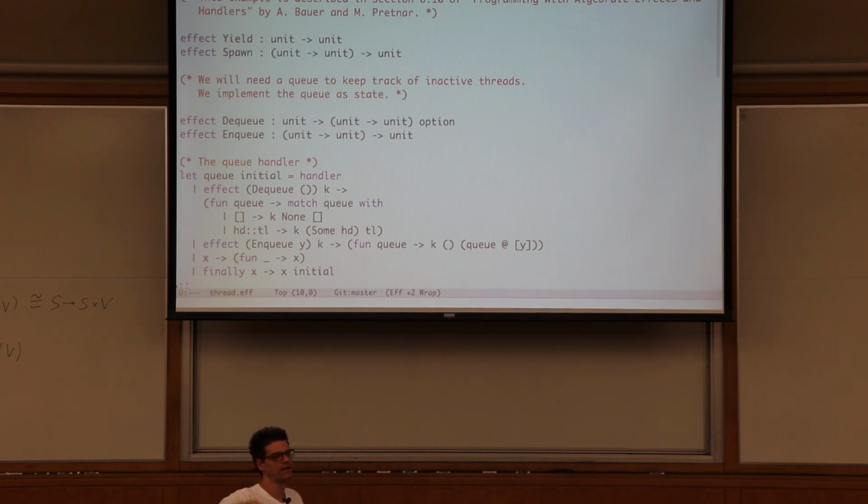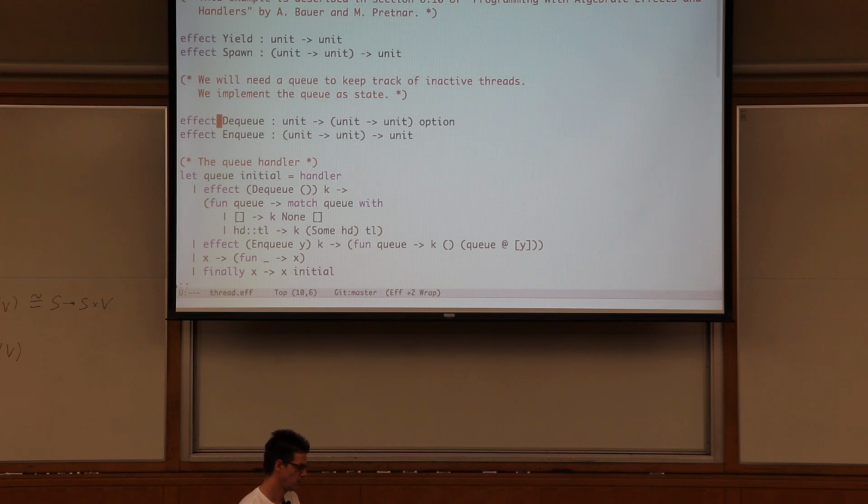implement a round-robin scheduler, which means that there's going to be a queue, and we put our threads into the queue. So whenever a thread yields, it goes to the end of the queue, and the guy who is in the front of the queue gets activated. So we need a queue. Let's do a stateful queue using effects.